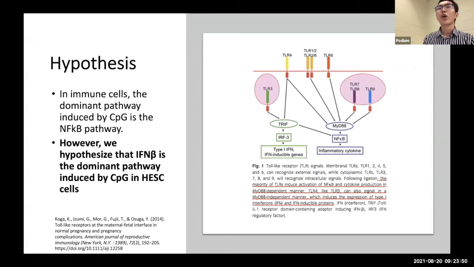So far, we know that in immune cells, the NF-kappa B pathway, which you can see over here, is the dominant pathway. But our hypothesis is that the interferon beta pathway, which is this, is the actual dominant pathway induced by CpG in HESC cells. So this is what we were trying to prove.